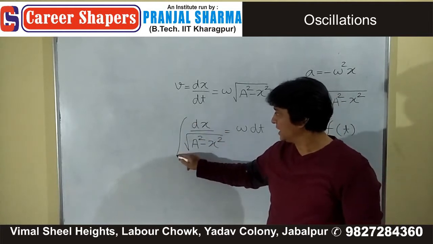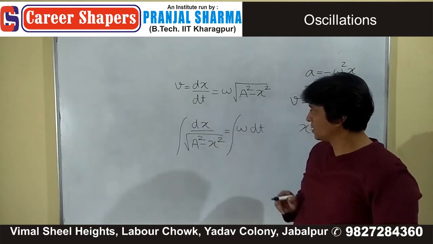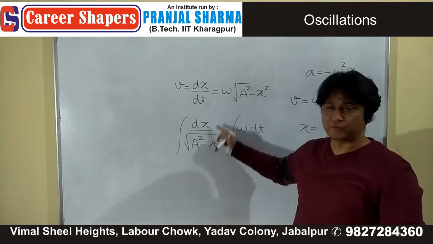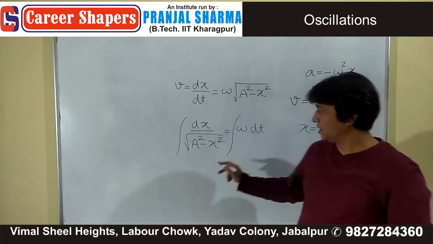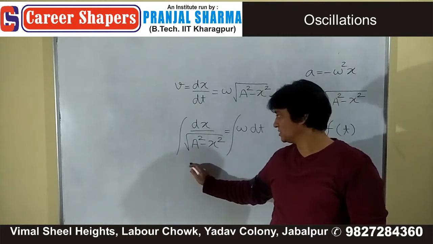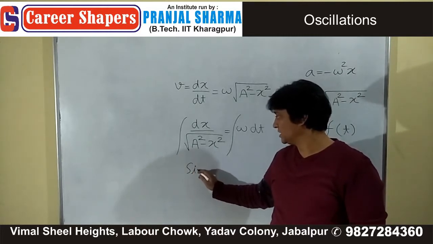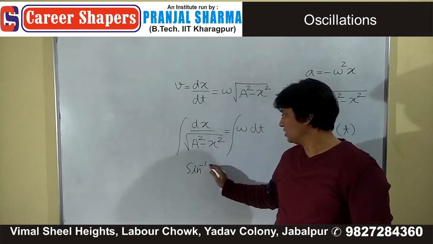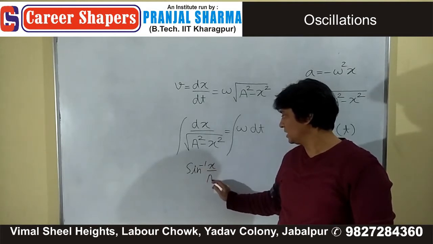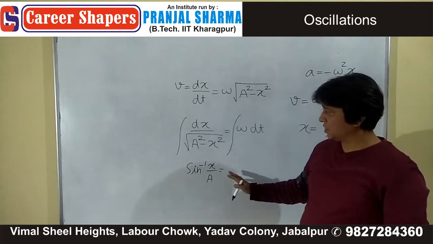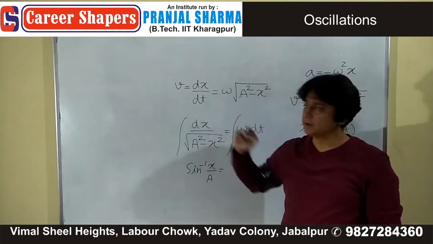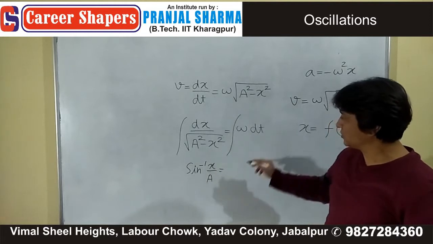Now, to integrate this part, what is the integration of dx upon root over a square minus x square? Either you can remember the direct result. The direct result is sine inverse x upon a. How do we arrive at this? We'll see that. But first, let's integrate this part.